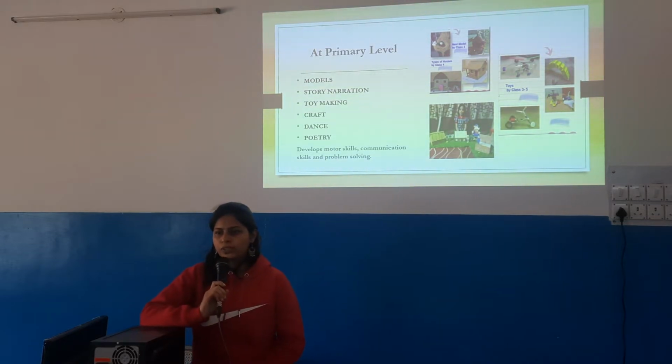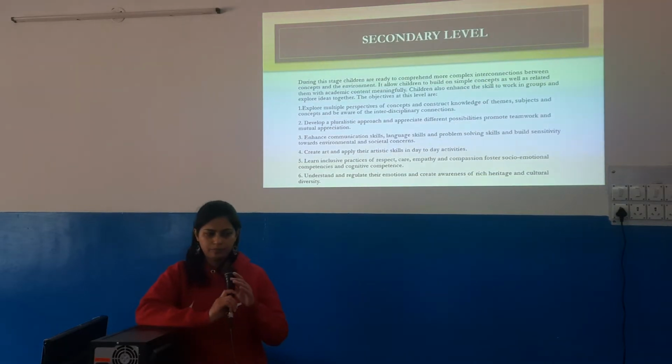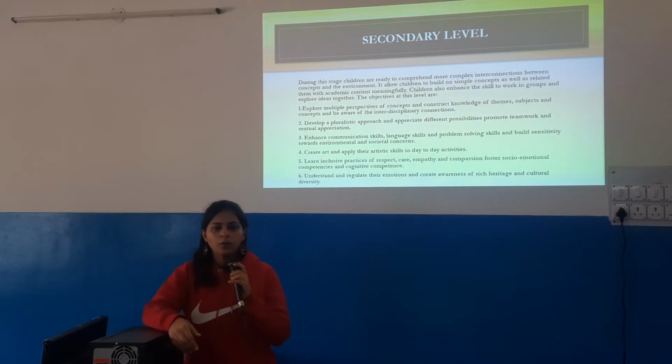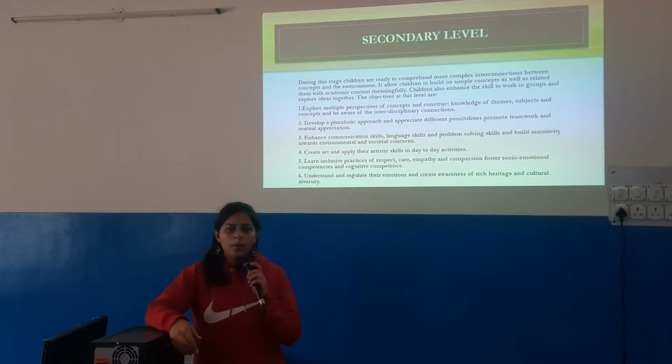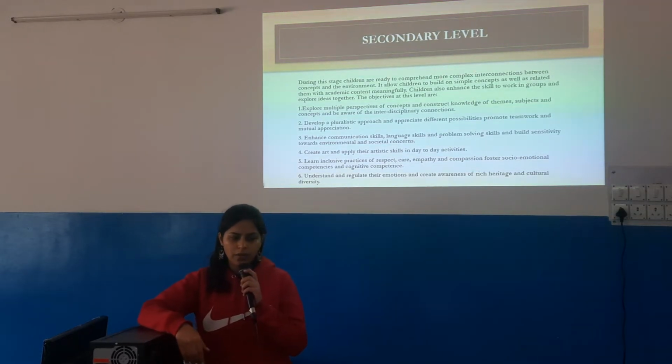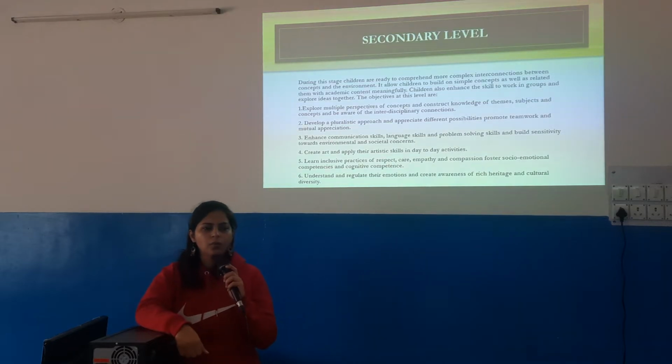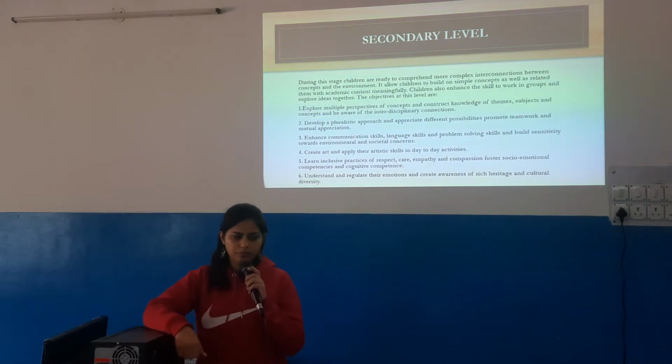Now we will move to the third level, that is secondary level. Here, as the level increases, the objective of this increases. So let us see one by one what the objectives are. During this stage, children are ready to comprehend more complex interaction between the concept and the environment. So let us see the objectives given below.